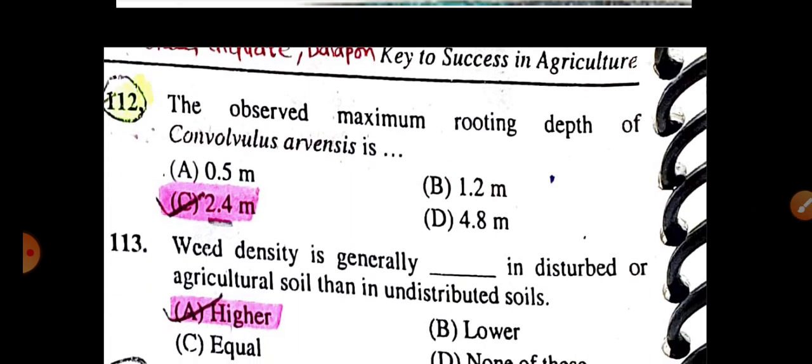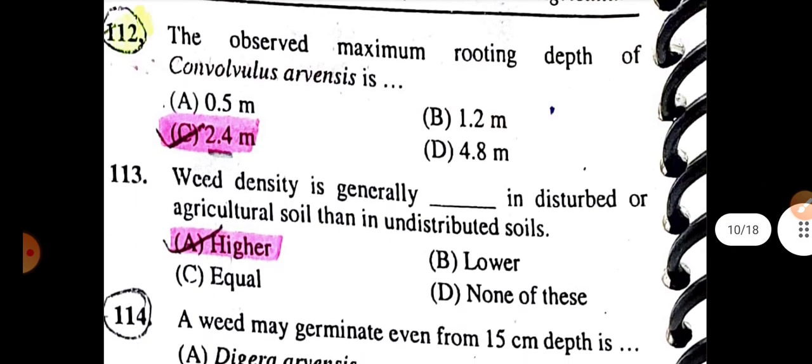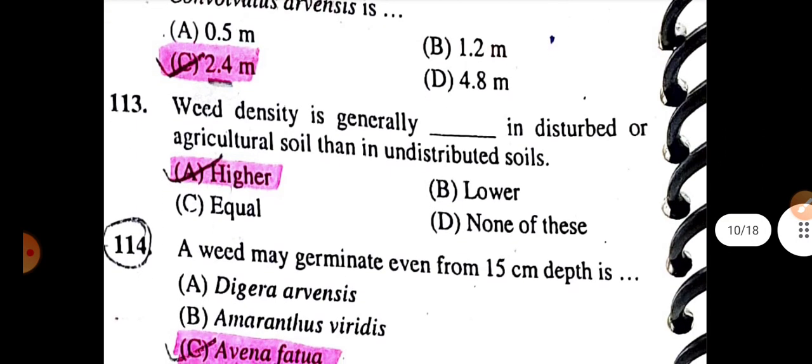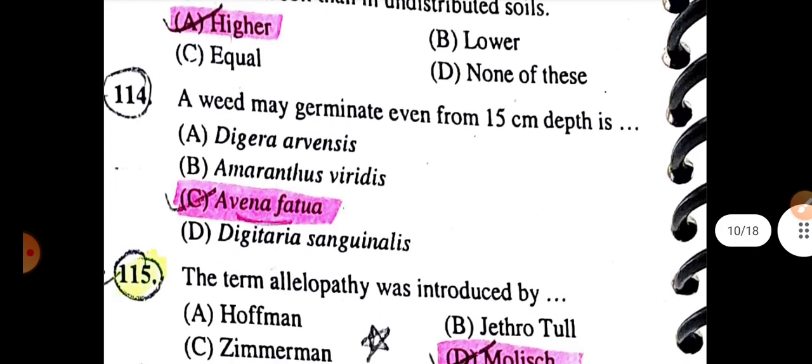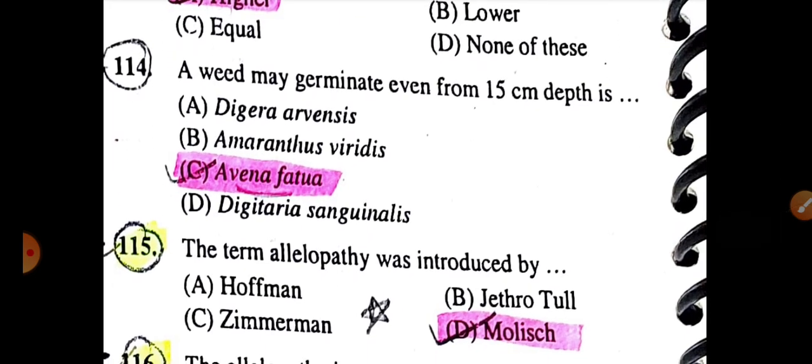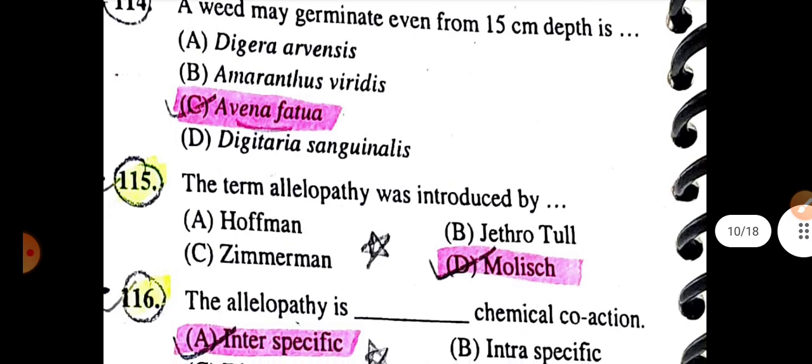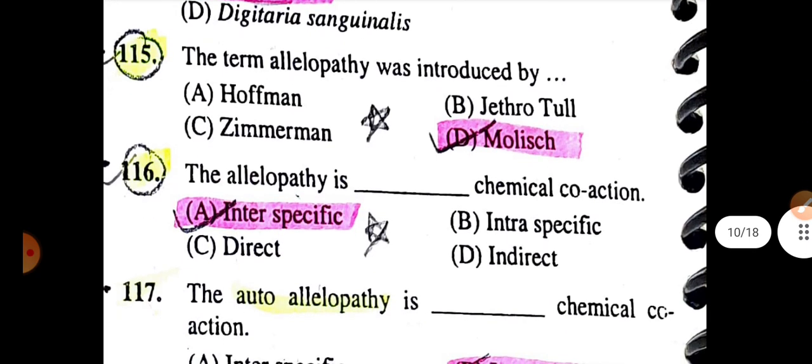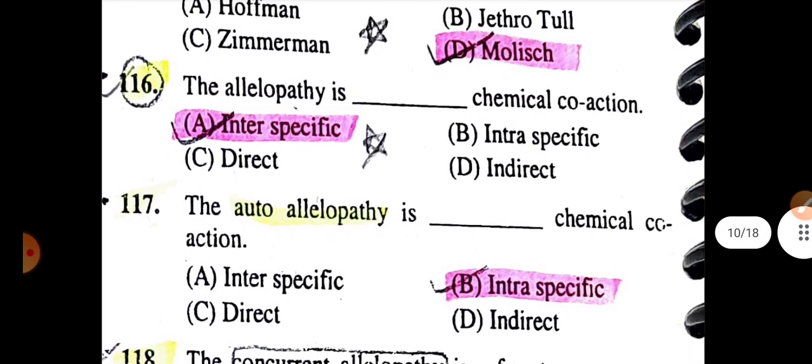Observe maximum rooting depth of Convolvulus arvensis is 2.4. Weed density is generally higher in disturbed or agriculture soil than undisturbed soil. A weed may germinate even from 15 cm depth. It is Avena fatua. The term allelopathy was introduced by Molisch.